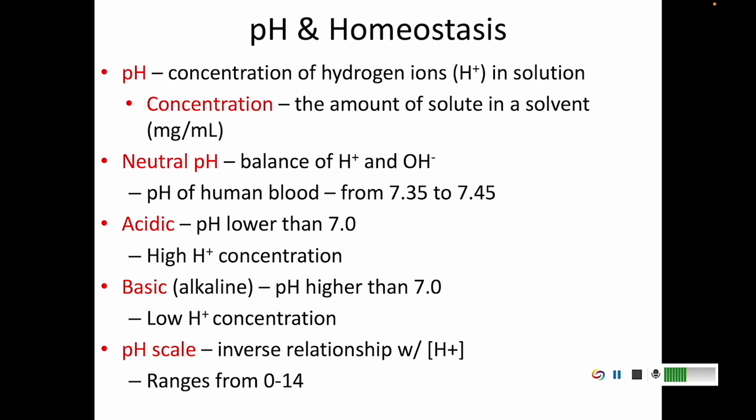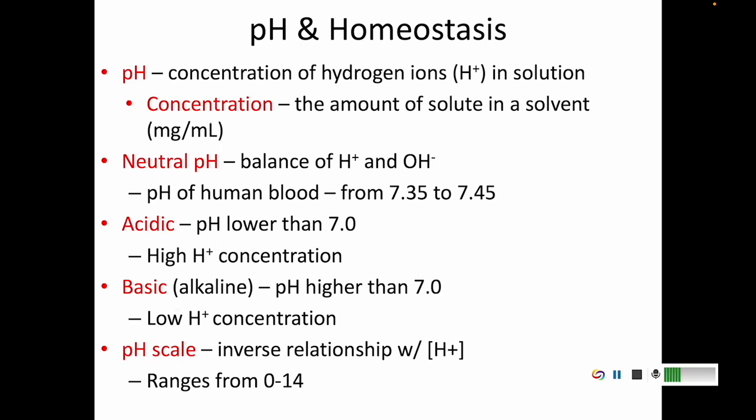But pay attention to this relationship here. The lower the pH is, the higher the hydrogen is. So as the pH is going down, hydrogen is going up. So something with a pH 4 and something with a pH 2, the pH 2 is a lower number, so it has more hydrogen. The lower it gets, the more acidic it is. And then the opposite is true.